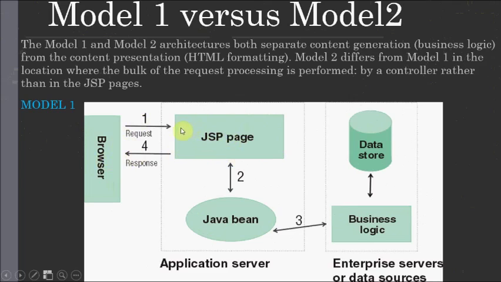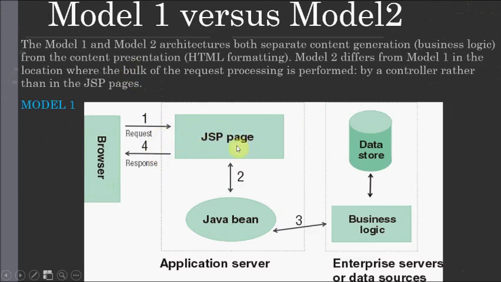So here in Model 1, JSP does two jobs. First, JSP works as a controller, and second, JSP works as the view. View is just the part for displaying the results. The work of the view is displaying the result, revealing the result to the client. So understand the Model View architecture.